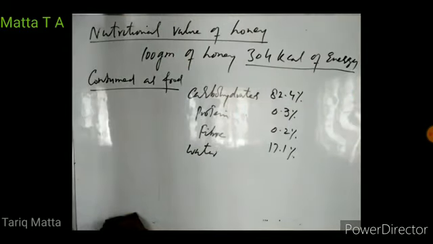So the main constituents of honey are carbohydrates, 82.4%. Protein 0.3%. Fiber 0.2%. And water 17.1%, right? The most abundant carbohydrates in honey are glucose, fructose, maltose, etc. Right?